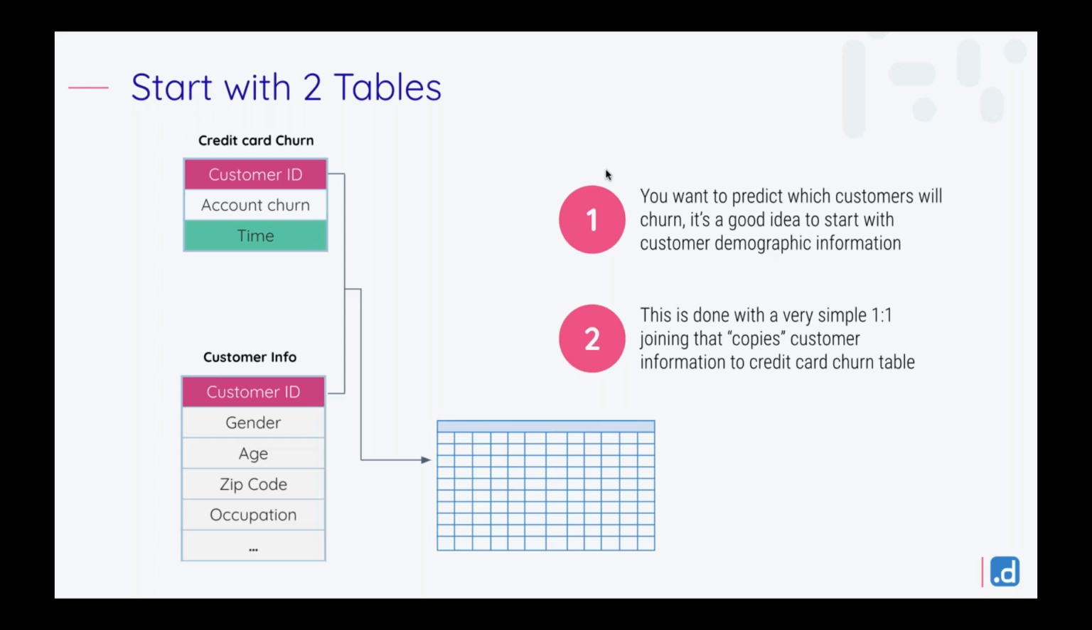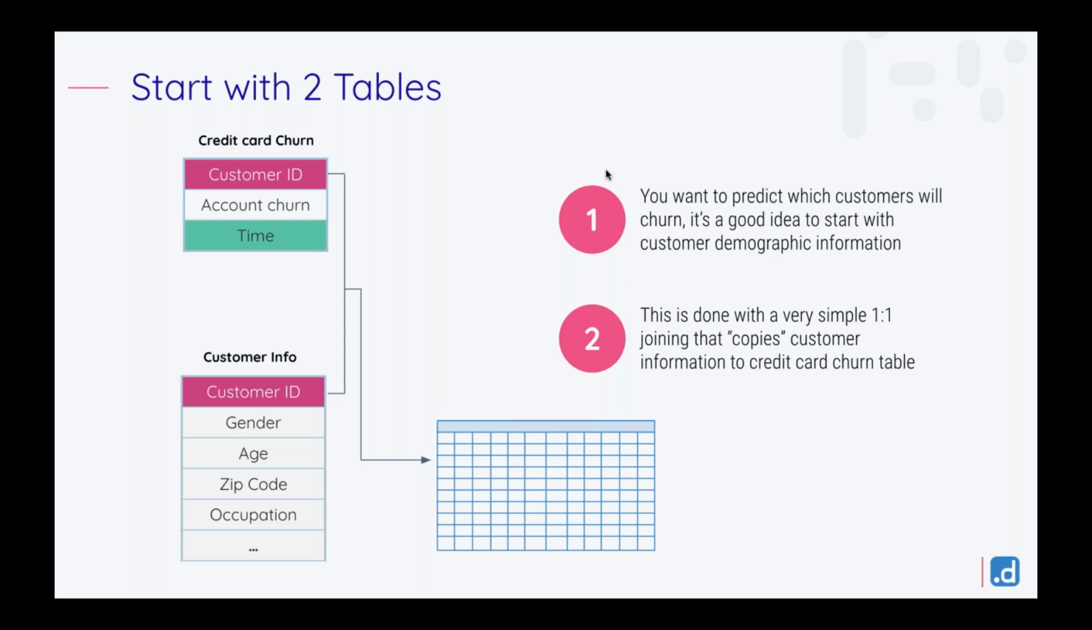In these 2 tables, obviously, the credit card churn table, which is a table that captures the customer's historical churn information, is important. This is what we call the target table. And also, if we want to predict which customer is going to churn, it is very natural for us to start with some higher level of customer information. This is why this customer demographic information table is important.